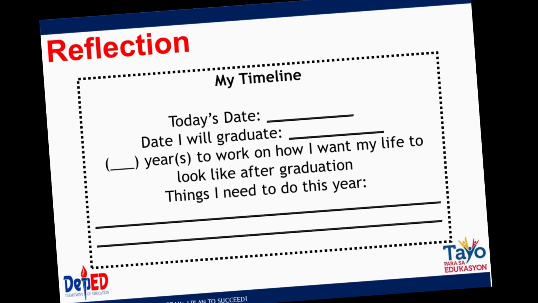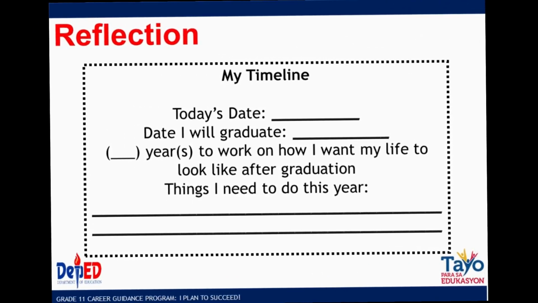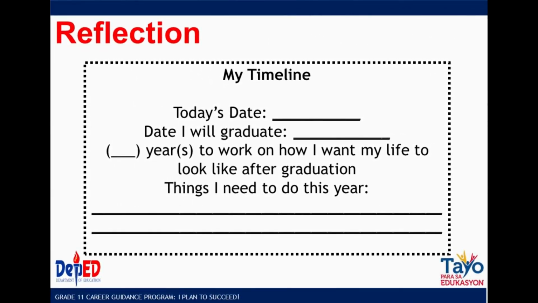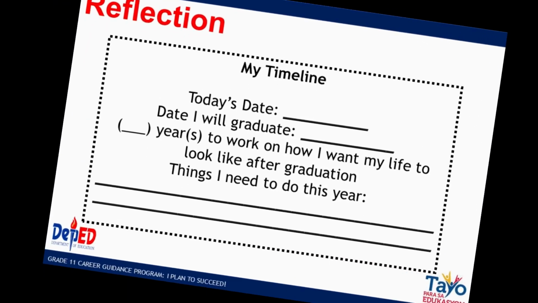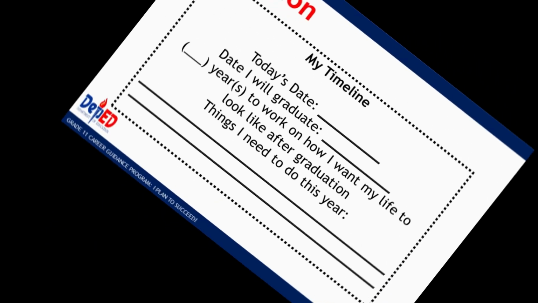For our reflection, we are going to write our timeline. Date, graduation date, years to work, and how I want my life to look like after graduation, and the things you need to do this year.